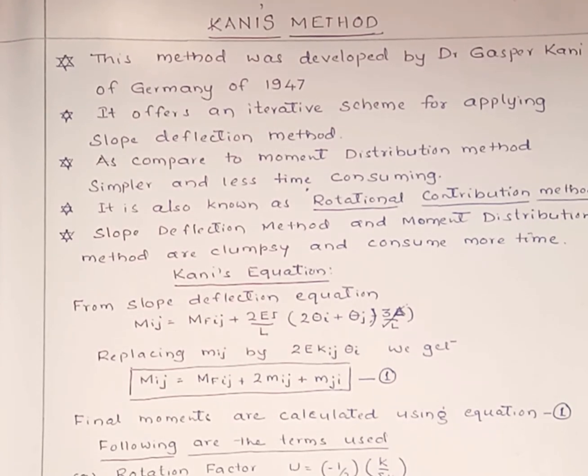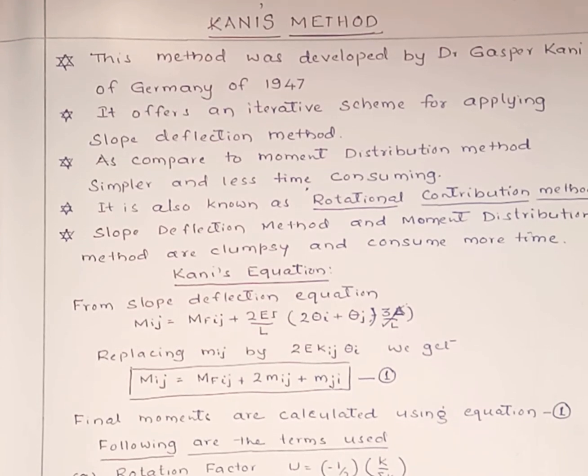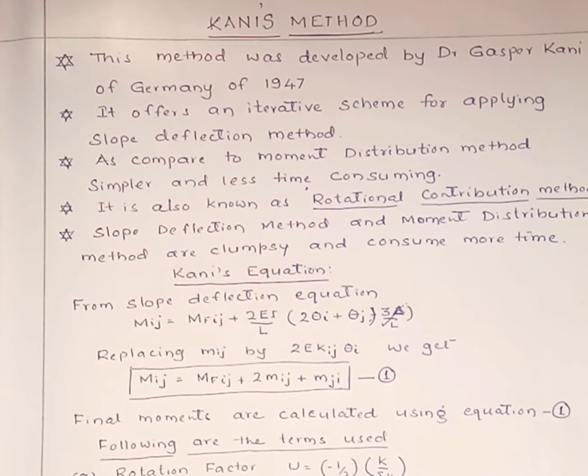It offers an iterative scheme for applying the slope deflection method. As compared to the moment distribution method, it is simpler and less time consuming. This method is also known as the rotational contribution method. The slope deflection method and moment distribution method are clumsy and they consume more time, but here it consumes less time.